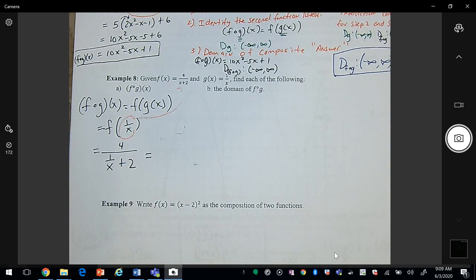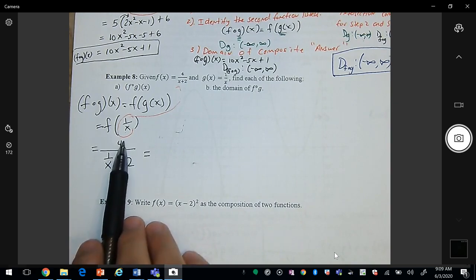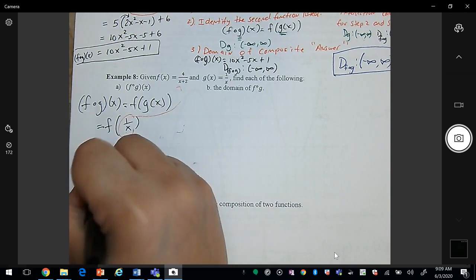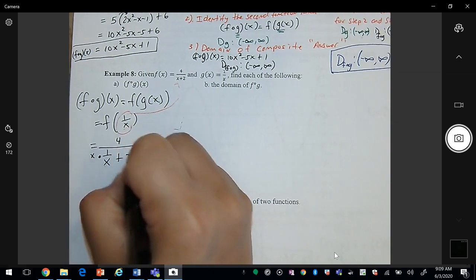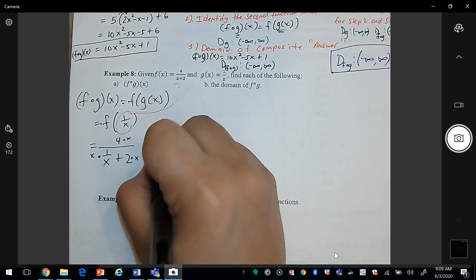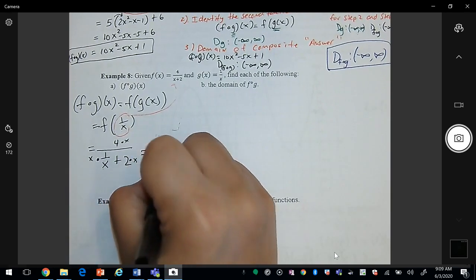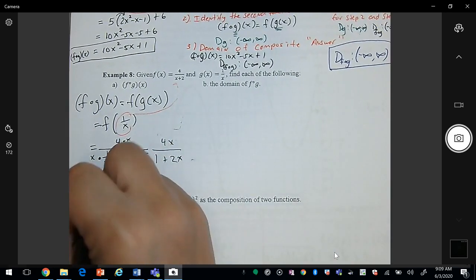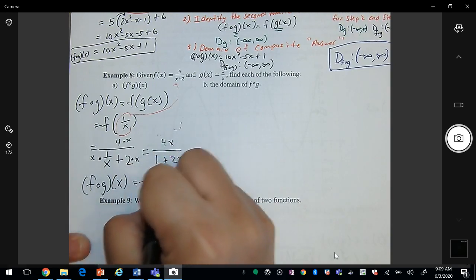We want to simplify. So one way to simplify this is to add these two together. So you would have to find a common denominator and then divide 4 divided by that. Or we can multiply every single term by the denominator here. So I'm going to multiply this by x and this by x. So this becomes 4x divided by x times 1 over x is 1 plus 2x. So my composition is equal to 4x divided by 1 plus 2x.